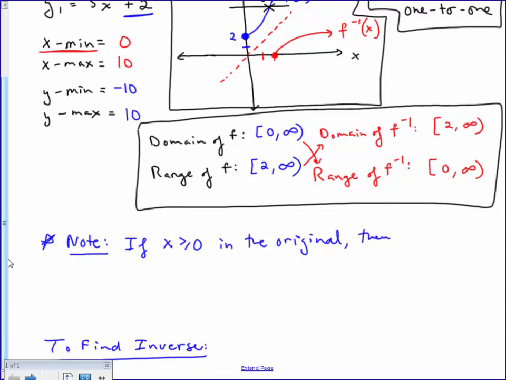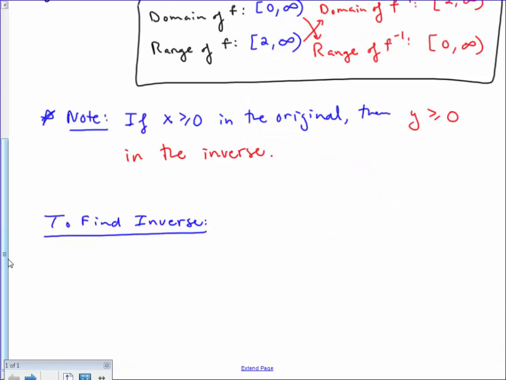Now, I'm going to make a note. If x is greater than or equal to 0 in the original, then when we take the inverse, y must be greater than or equal to 0 in the inverse. We know that inverses means that you just switch x and y. And so if they tell us originally that x's were supposed to be greater than or equal to 0, then in the inverse, y's would have to be greater than or equal to 0. Okay, this is important because of one of the steps that happens when I'm trying to find the inverse.